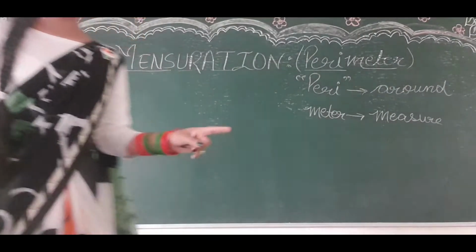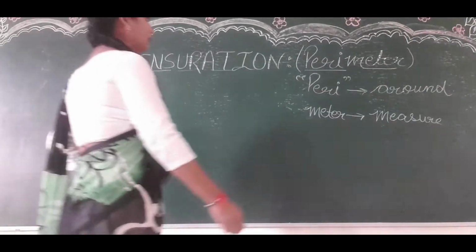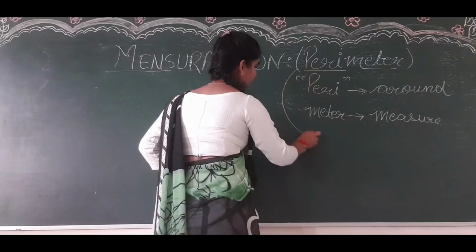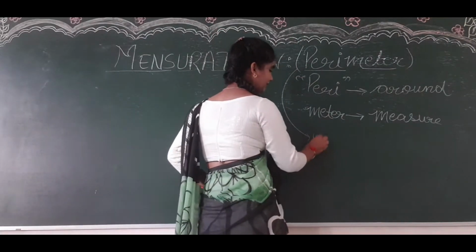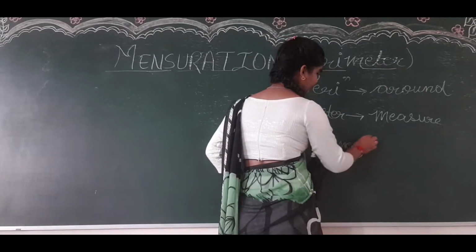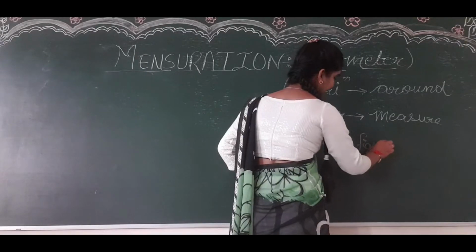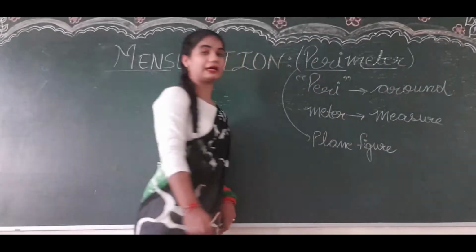किसी भी फिगर की बाउंड्री की जब हम मेजरमेंट लेते हैं तो हम उसे क्या कहते हैं? पेरीमीटर. So we can say that perimeter of a plane figure is the length of its boundary. We will always calculate the perimeter of a plane figure. किसका कैलकुलेट करेंगे? प्लेन फिगर का कैलकुलेट करेंगे.